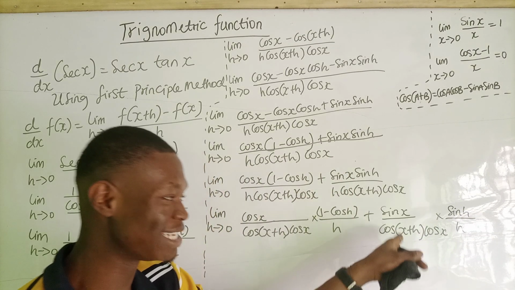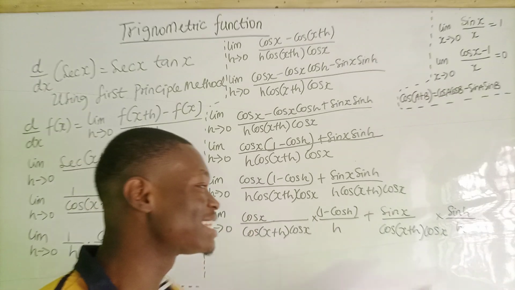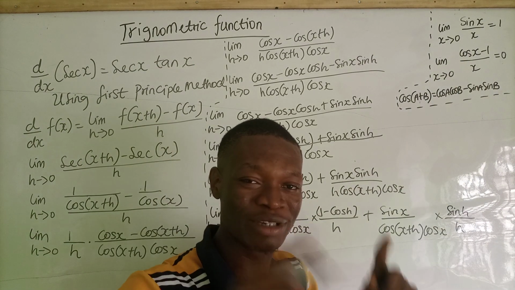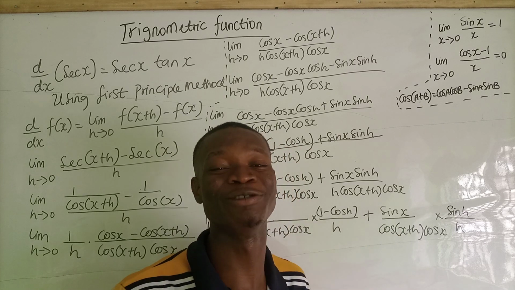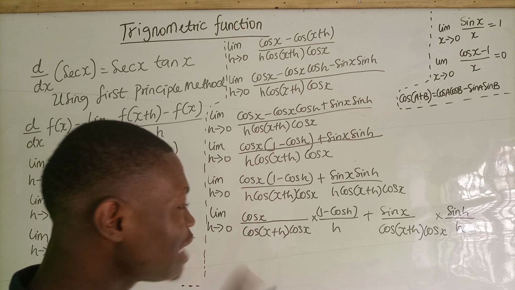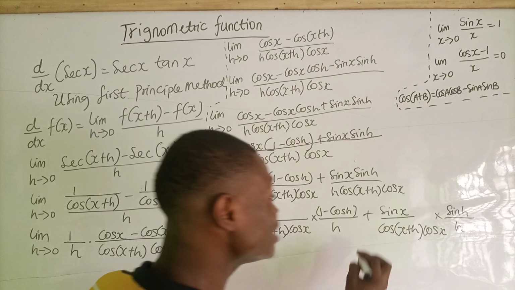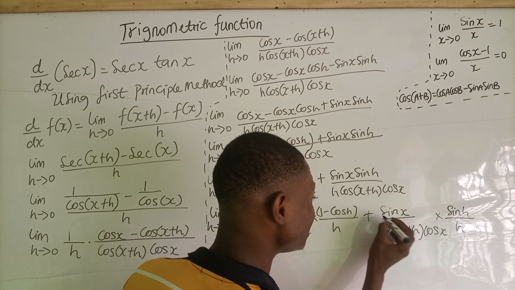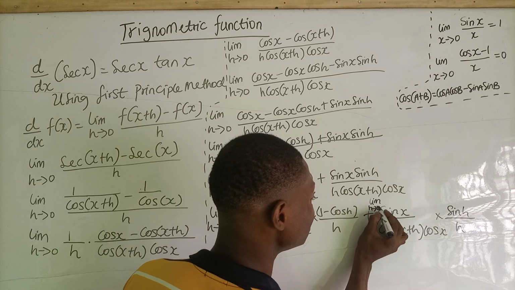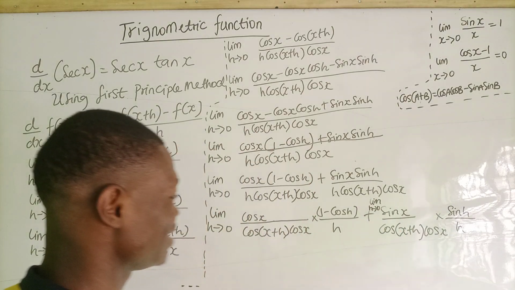Can you tell me the reason I split this thing like this? I want to get sine h over h, which is equal to what? 1. Which is the sine of an angle over the angle, and the limit as the angle approaches 0 is what? 1. Can you tell me what I'm forgetting? I'm forgetting to put my limits. Let me put it here. Limit as h approaches 0. Remember to put it.